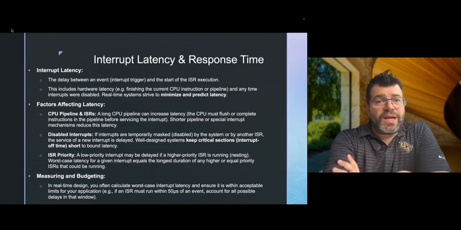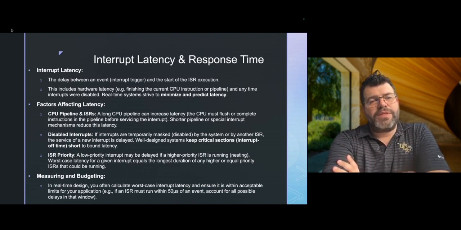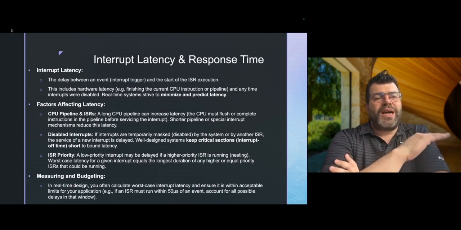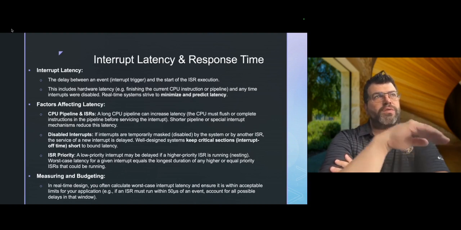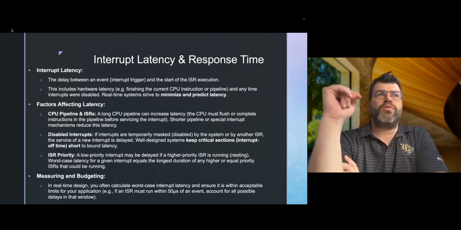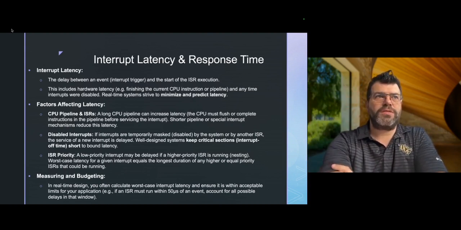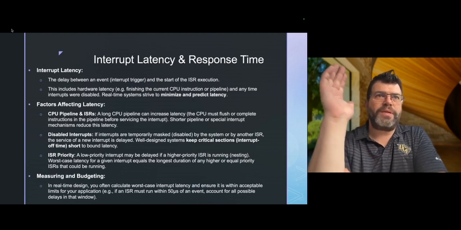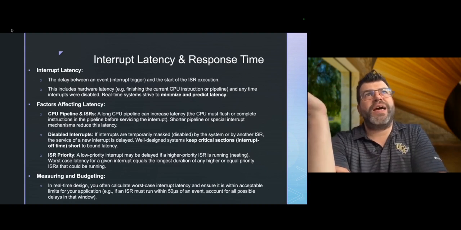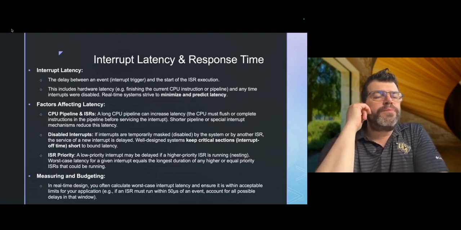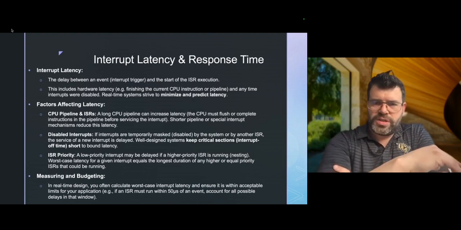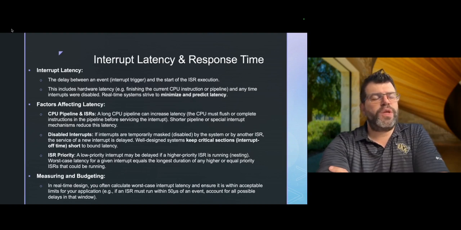So let's talk a little bit about latency and response time, specifically interrupt latency and response time. What is the time between when the event triggers, right? When the button is clicked, and the start of the routine associated with it? So remember that it's not just the interrupt that happens, there's something that happens after that interrupt, a task or some set of tasks that you want to have done. So really, interrupt latency is the time between when the interrupt triggers and the start of that ISR function.